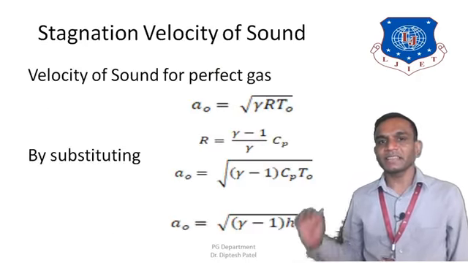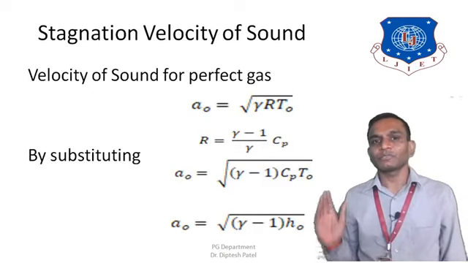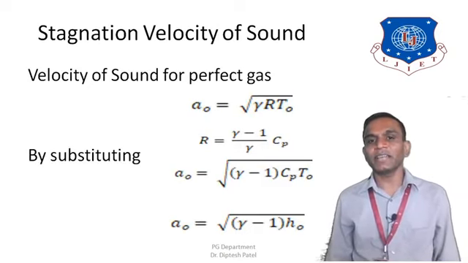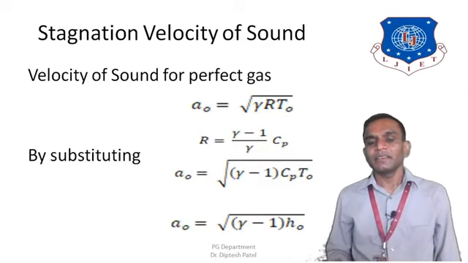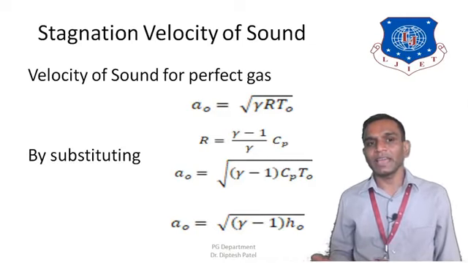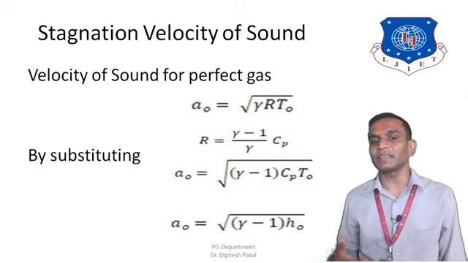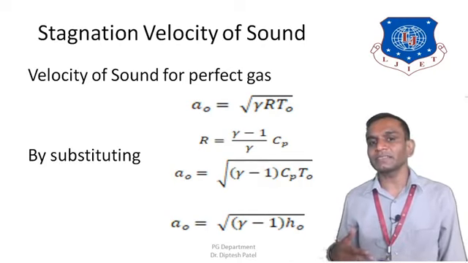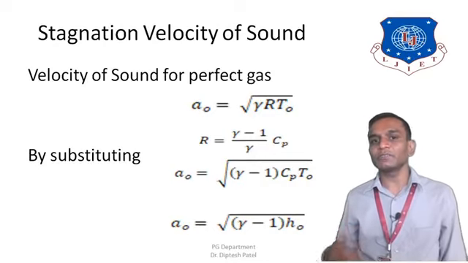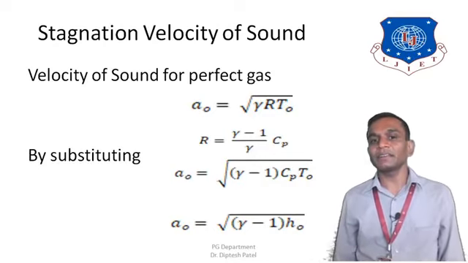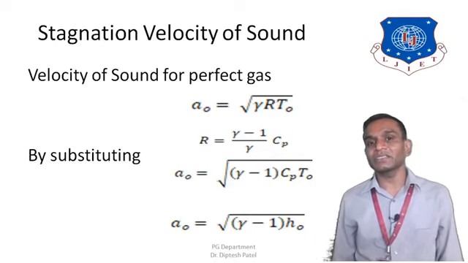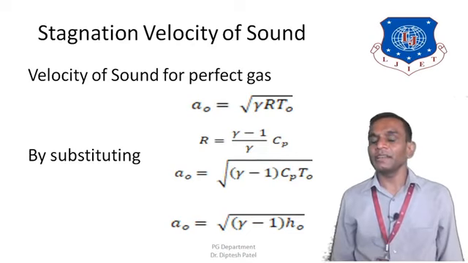Next one is the stagnation velocity of sound. Stagnation velocity of sound is the velocity obtained by decelerating gas isentropically to zero velocity at zero elevation. And velocity of sound for a perfect gas, since we know that A is equal to under root of gamma R T, can be written as A0 is equal to under root of gamma R T0. Also R, the characteristic gas constant, is equal to (gamma minus 1) upon gamma into Cp.